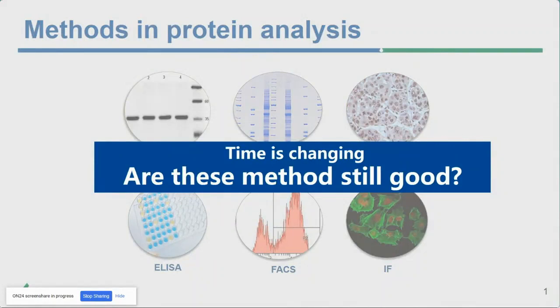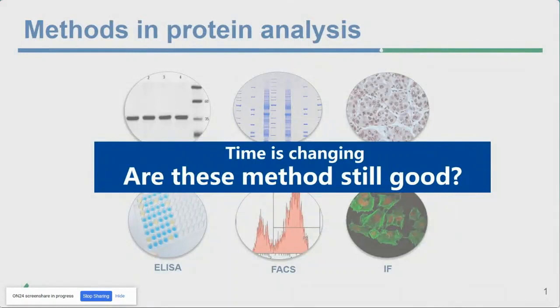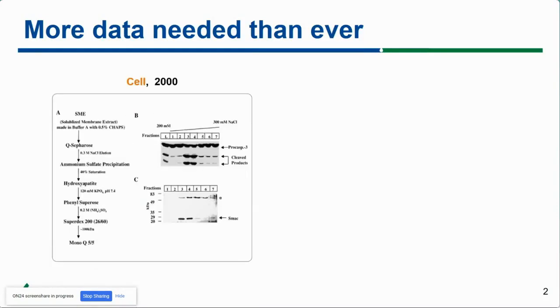Now, as we go through our research, the requirements change with time. When times are changing, it just seems like this method doesn't change with it. So let's look at what we are required to do now. Take an example. This is a chart from a Cell paper in 2000. Around that time, the Western results were relatively simple. You could take one fractionation and look at different fractions for your target, and that could make up a very good publication.